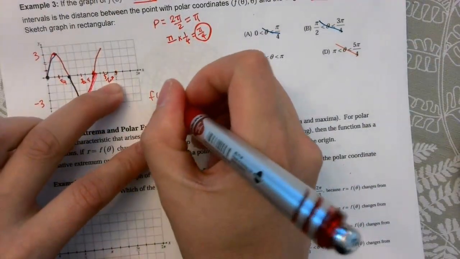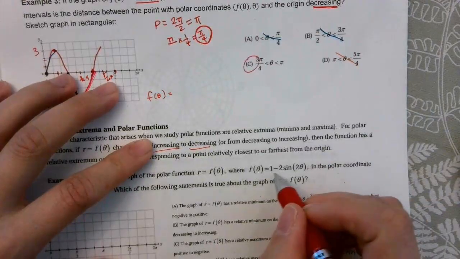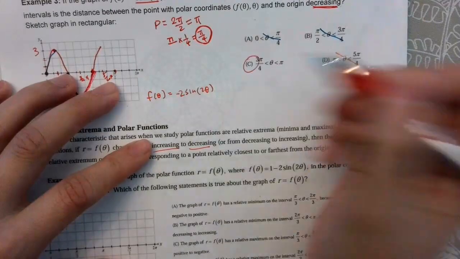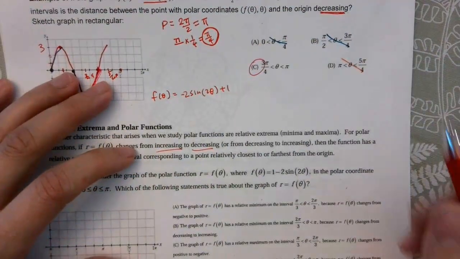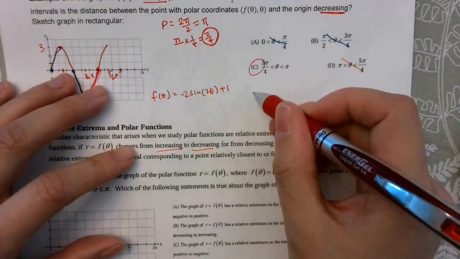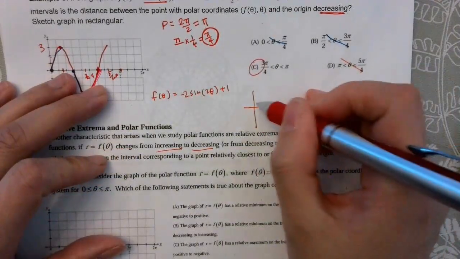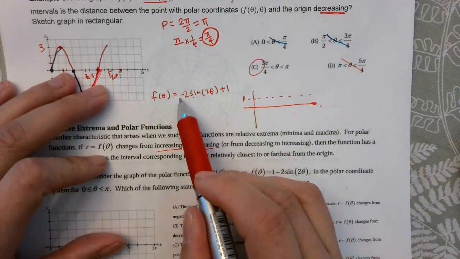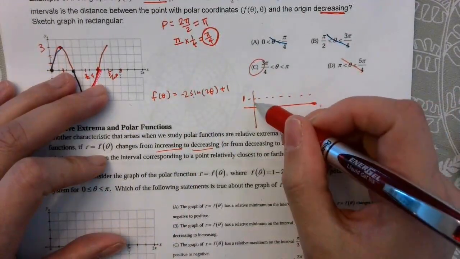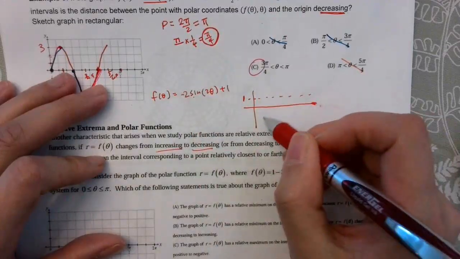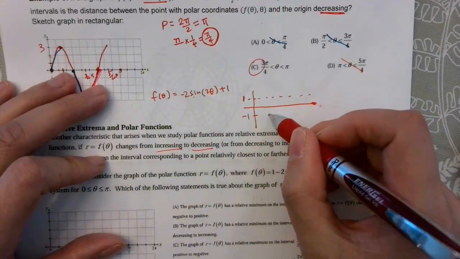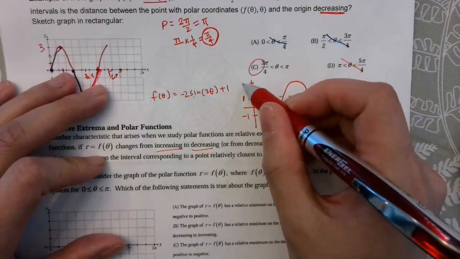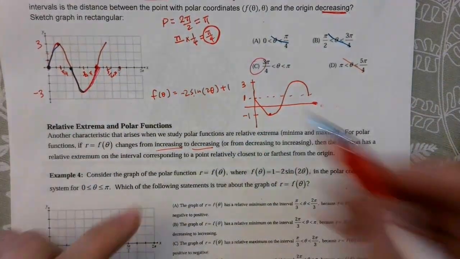All right, so f of theta is equal to, I'm going to switch up the order, -2 sine of 2 theta plus 1 is what I'm graphing, okay? All right, midline is at 1, and sine with the -a, so it's going to go down and up. And when I do that, amplitude is 2, so it's going to go down to -1, and it's going to go up to 3.